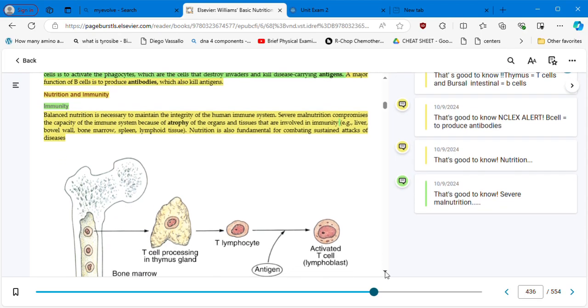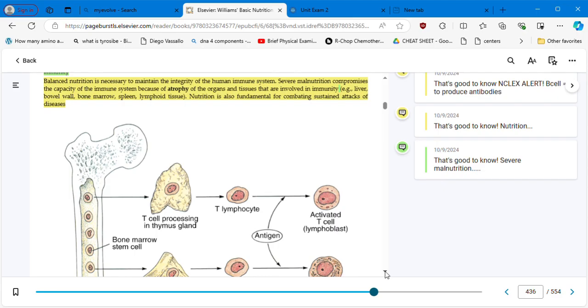Good. Nutrition and immunity. Balanced nutrition is necessary to maintain the integrity of the human immune system. Severe malnutrition compromises the capacity of the immune system because of atrophy of the organs and tissues that are involved in immunity. What organs are involved in immunity? Our excellent favorite organ, the liver, which has over 400 functions in the body between storage, metabolism, red cell production and breakdown, you name it, okay?